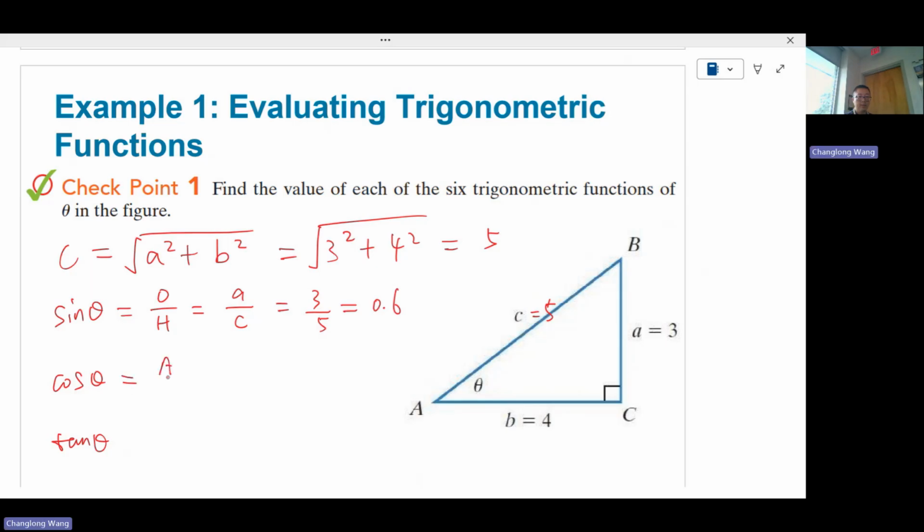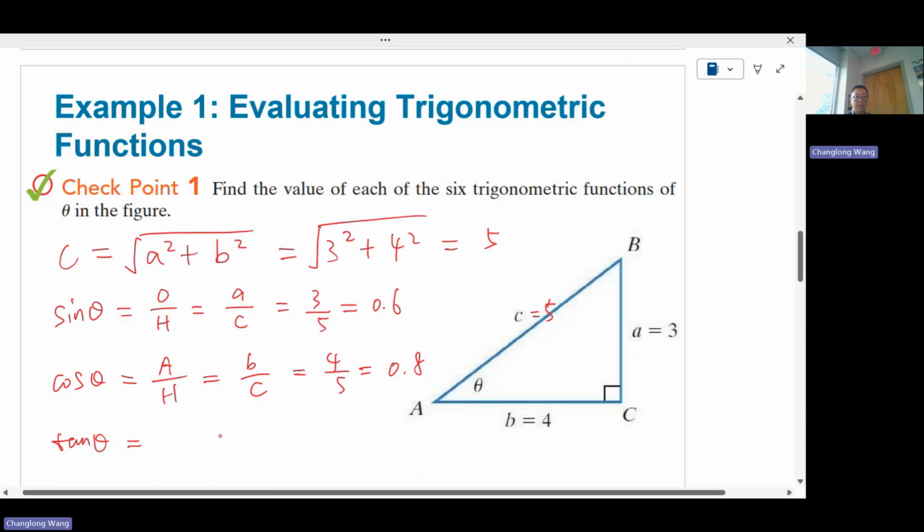Cosine is adjacent over hypotenuse, so you get B over C. It'll be 4/5 or 0.8. Now tangent theta will be opposite over adjacent. So that's A over B, 3/4, or 0.75.